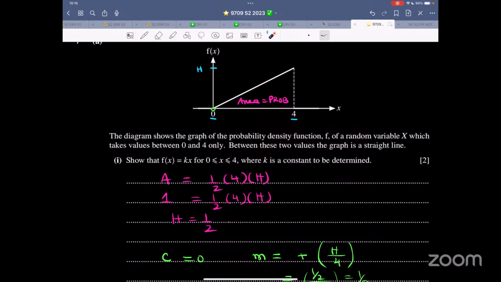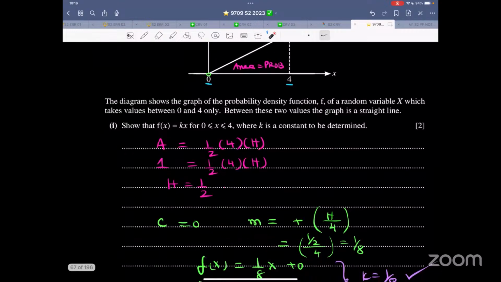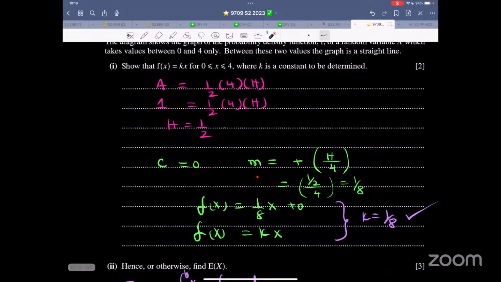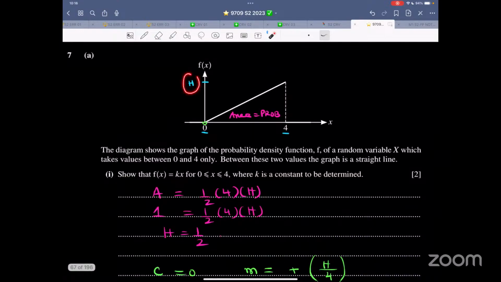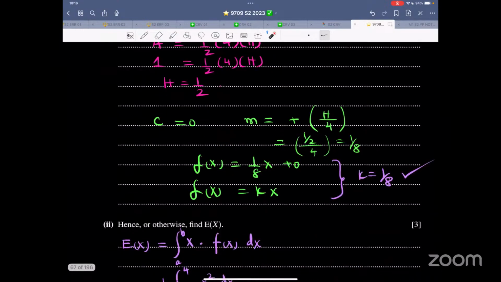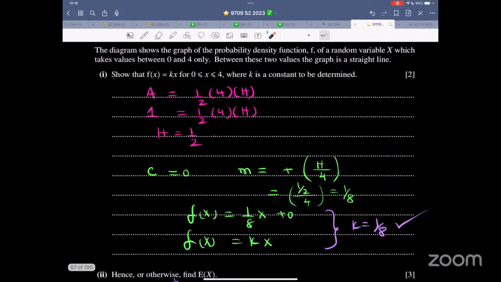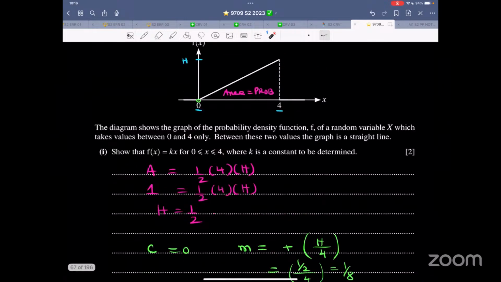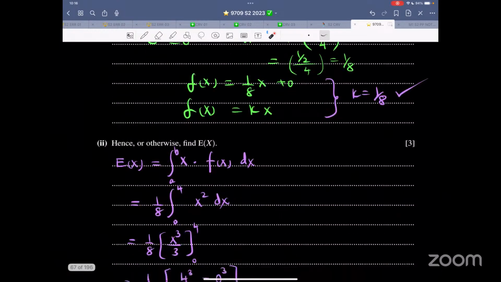So now let's move on. The area of this triangle should be probability, that is half times base times height, which should be 1, therefore h comes out to be half. It's passing through the origin, so c is 0, the y-intercept is 0. The gradient is not half, my bad, the gradient is h over 4, half over 4, which is 1 over 8. Therefore f(x) = kx, and the value of k is 1 over 8. We used the concept of coordinate geometry, area under the graph is 1. That's how this is obtained.